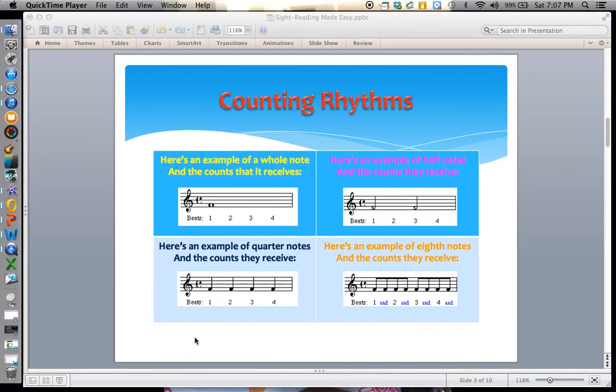Here's an example of quarter notes and the counts that they receive. Remember, each quarter note only gets 1 beat or 1 counting number. If you notice, there's only 1 number under each quarter note.